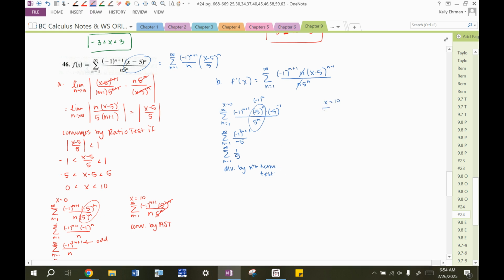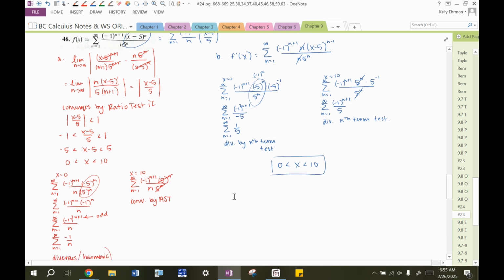What if x equals 10? So negative 1 to the n plus 1. This gives you 5 to the n minus 1. So how about 5 to the n times 5 to the negative 1 over 5 to the n, just to get things to cancel nicely. All right, so this is an alternating series, but just because it's alternating doesn't mean it converges. You're alternating between 1/5 and negative 1/5, back and forth. So this diverges by nth term test because the terms are still not approaching 0, even if they're alternating. So for this one, we don't include either endpoint. X is just between 0 and 10.